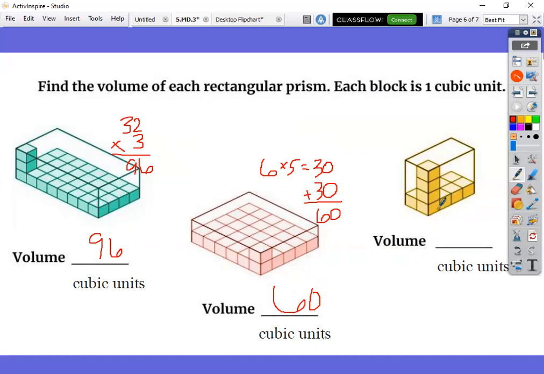Then our last rectangular prism, we can see that there is 2, and then we have 2 rows of 4, so that gives us a total of 8 in the bottom layer. And we can count that there are 1, 2, 3, 4 layers. And 8 times 4 equals 32.